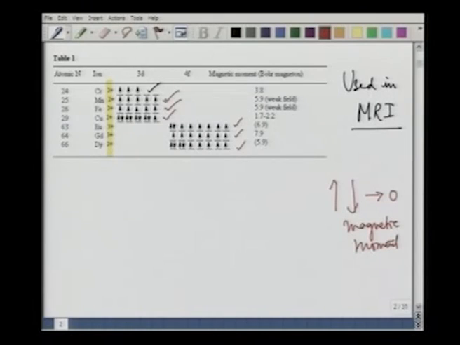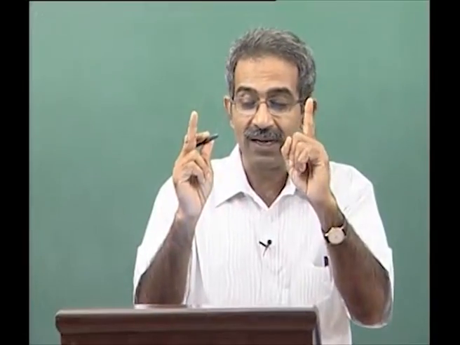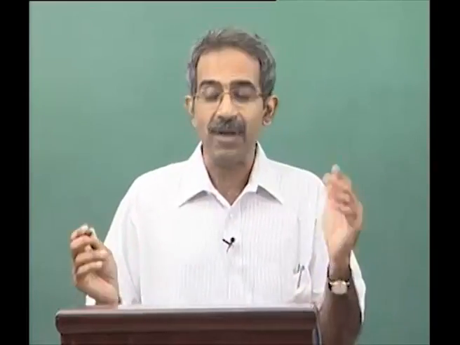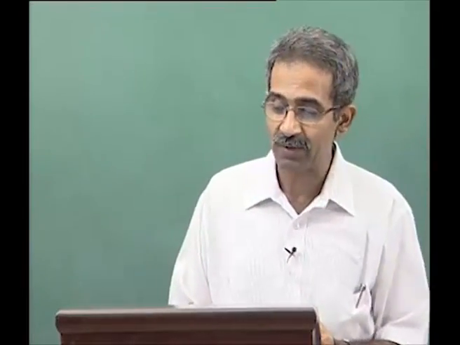And as you keep on increasing the number of electrons with magnetic moment in a particular direction, the corresponding Bohr magneton increases, and of course you will find a very good paramagnetic response. All these are paramagnetic responses.